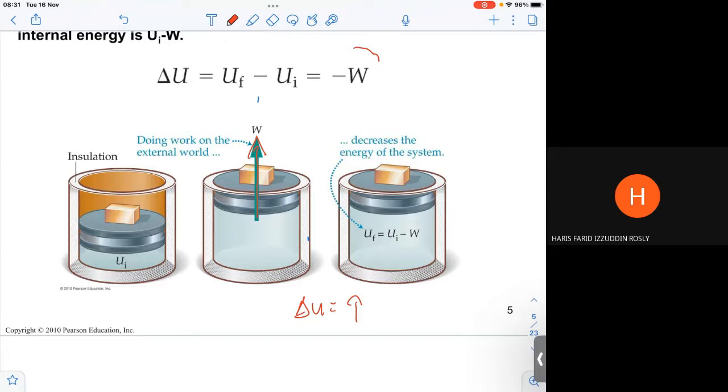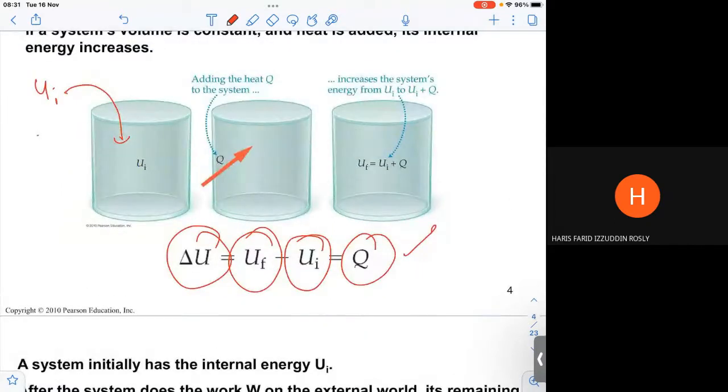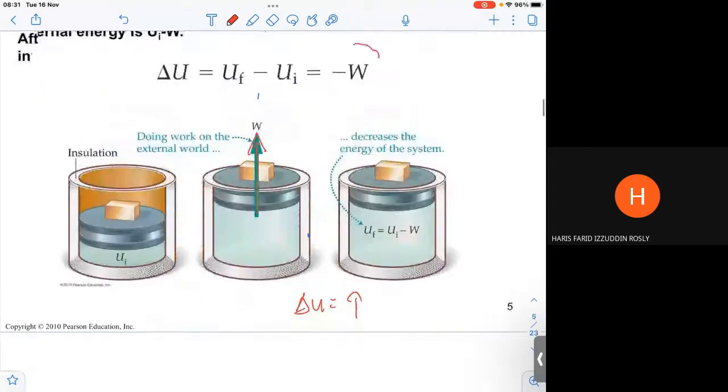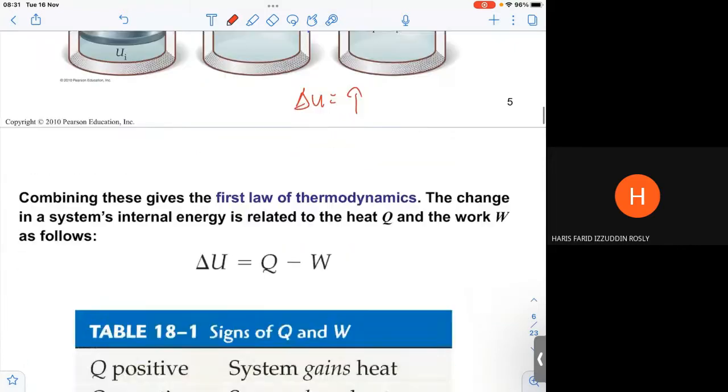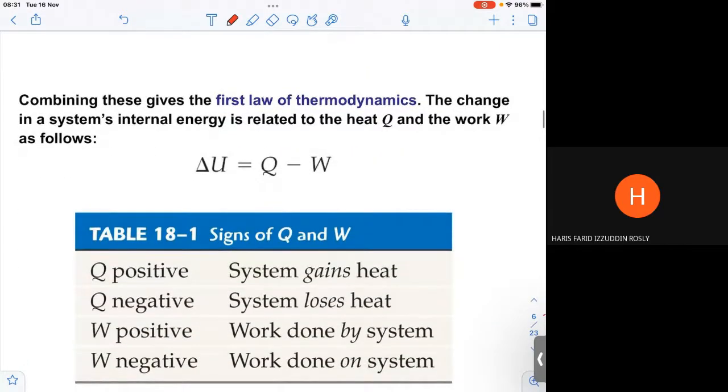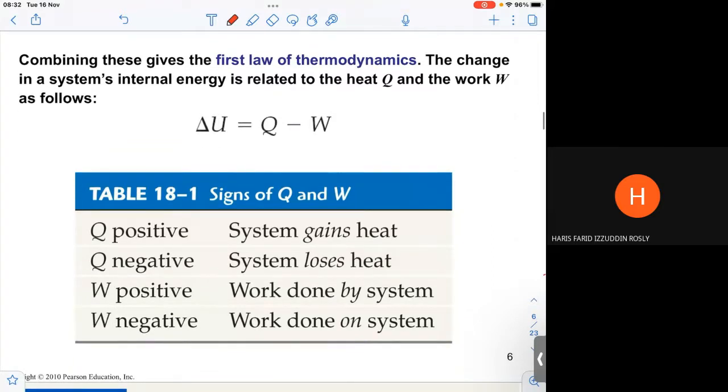Okay, that means in order to change the internal energy, you give heat, or you do work on the system and it will also change. With the facts that we have learned, those are the things we can do to change the internal energy. So we should combine these in order to create a law in thermodynamics. Therefore, we have obtained delta U equivalent to Q and W.